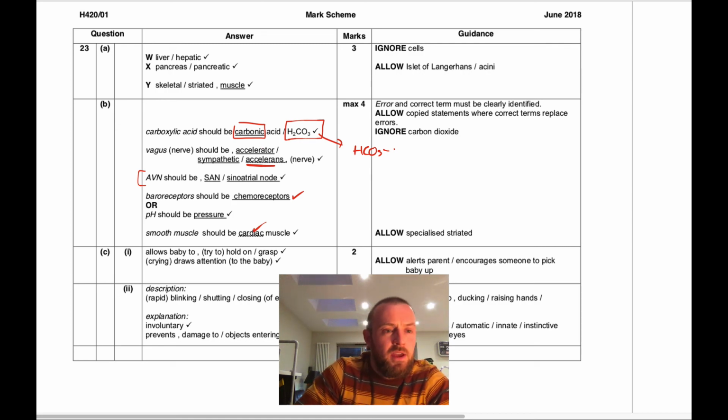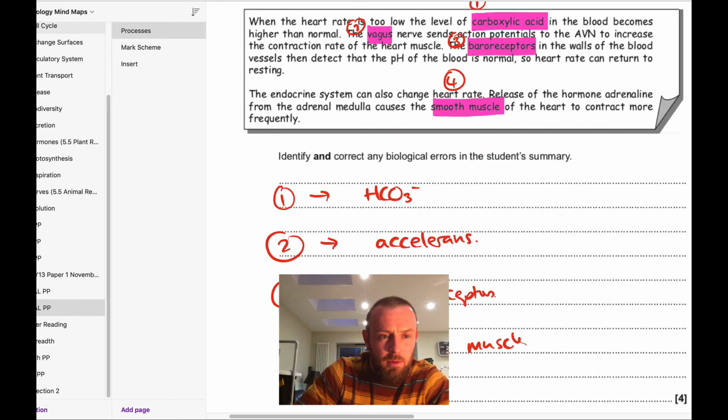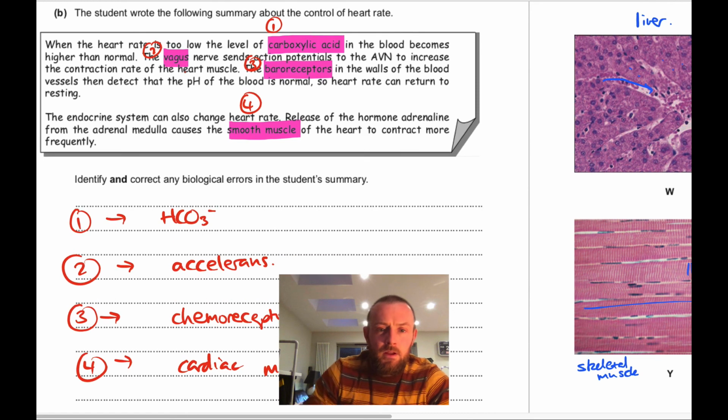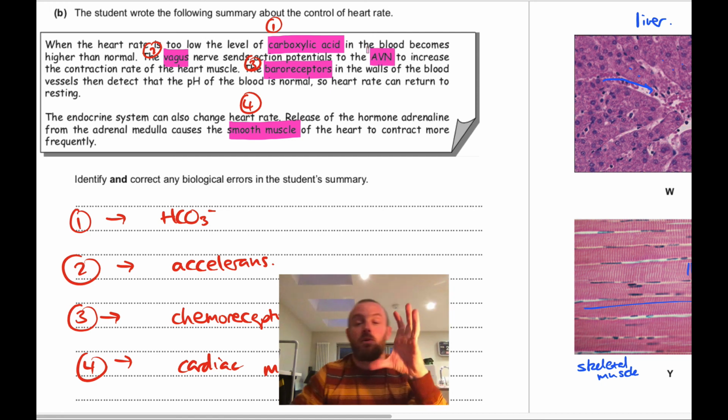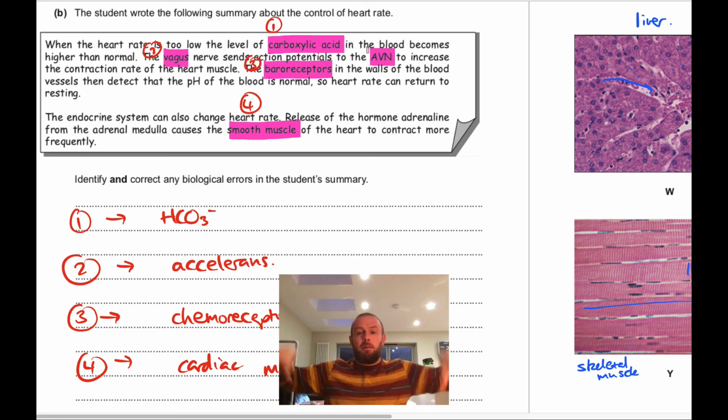Where was that AVN? Let's go have a look at that because I missed that one. Oh yes, okay, send action potentials to this should be SAN, that is the place where the nerves join to modulate the heart rate. Remember, the AVN comes later, so it goes SAN, across the atria to the AVN, down the bundle of His, up the Purkinje fibers.